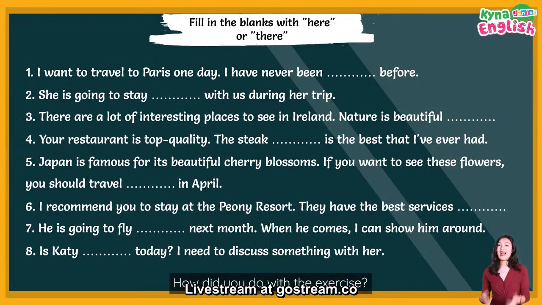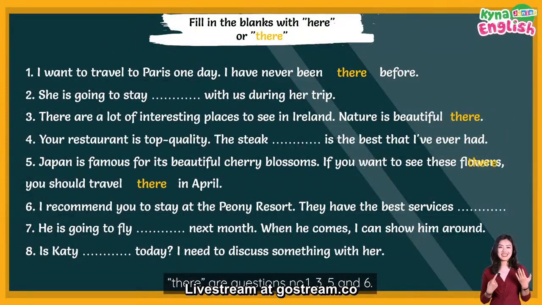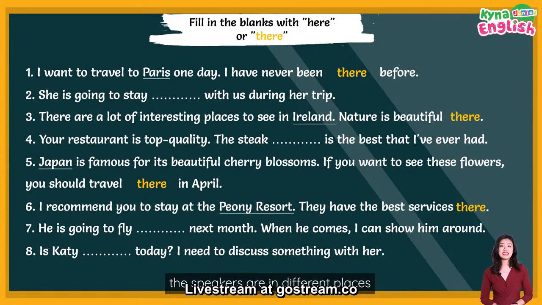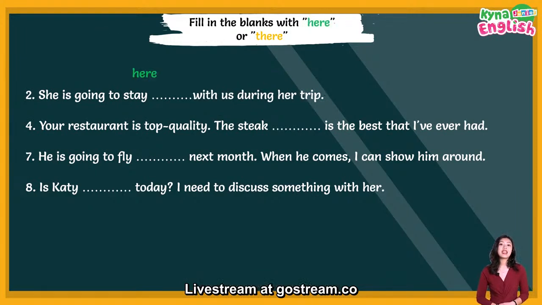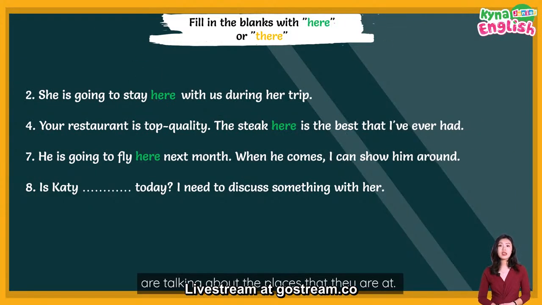Welcome back! How did you do with the exercise? Let's check it together. The questions that need to fill there are question number 1, 3, 5, and 6. In these sentences, the speakers are in different places to where they mention. For the remaining questions, question number 2, 4, 7, and 8, we need to fill here in. It is because the speakers are talking about the places that they are at.